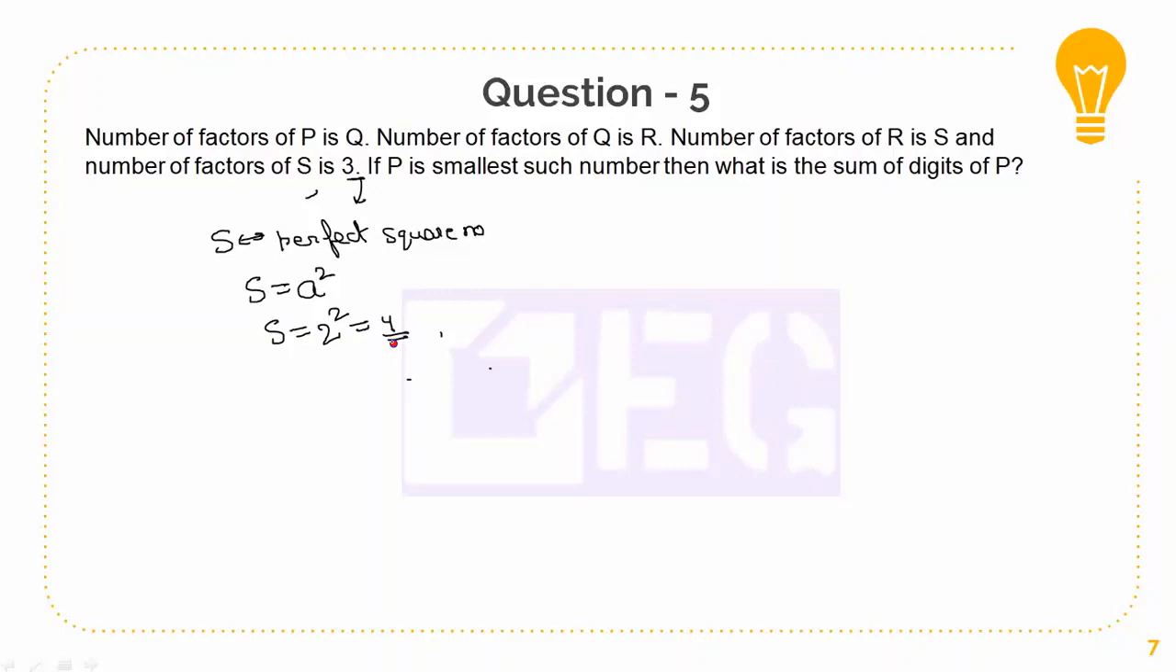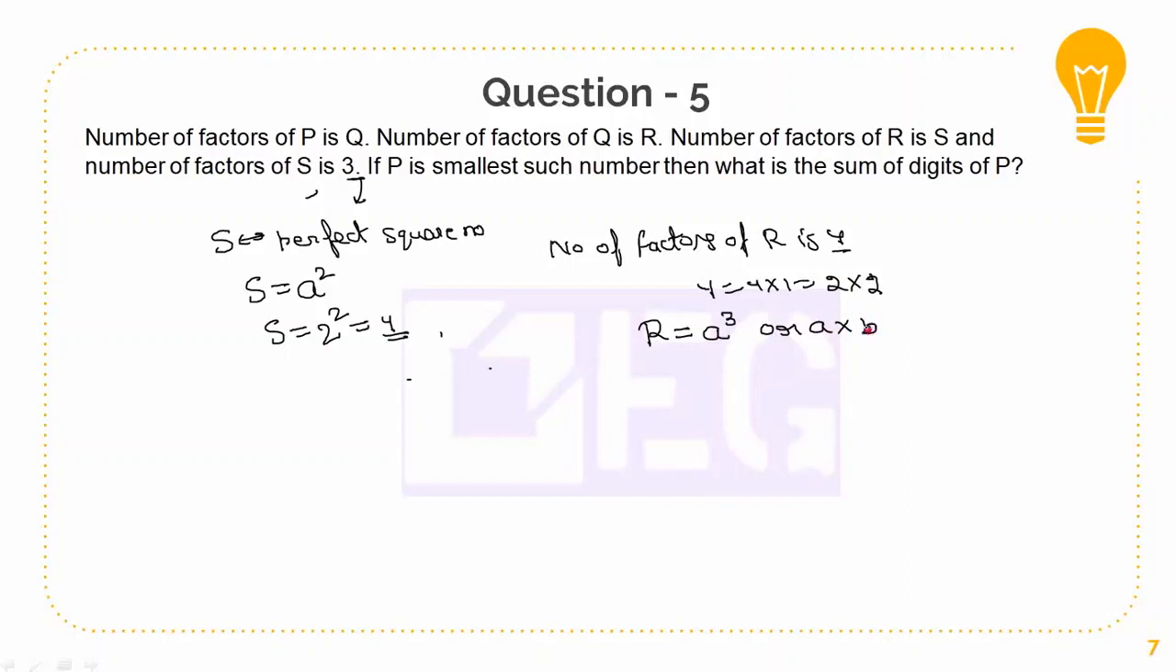Now move to r. The number of factors of r is s. Now we will try to find the minimum value of r. So let's check. The number of factors of r is 4. We can represent 4 as 4 into 1 or 2 into 2. That means r can be represented in the form of a cube or a into b. Both will give us 4 factors.